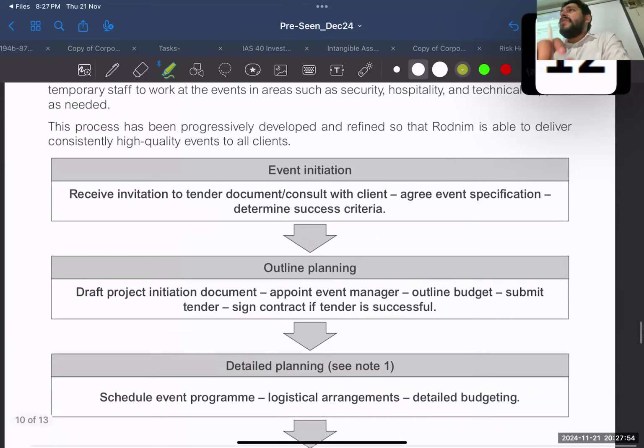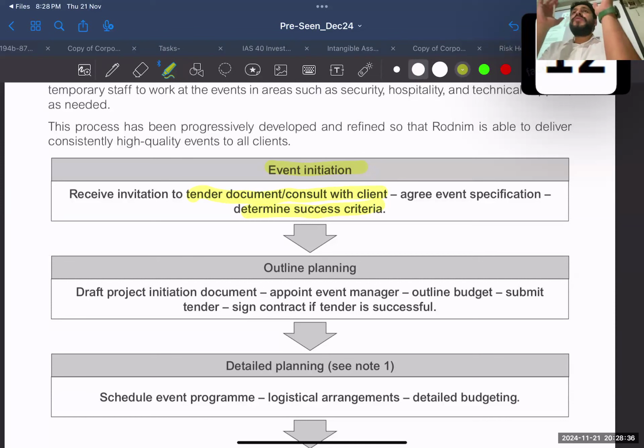So the first stage of the project starts with event initiation. Right? Manur, I will share the handout with you. Receive invitations to tender, document, consult with the client, agree event specification, determine the success criteria.